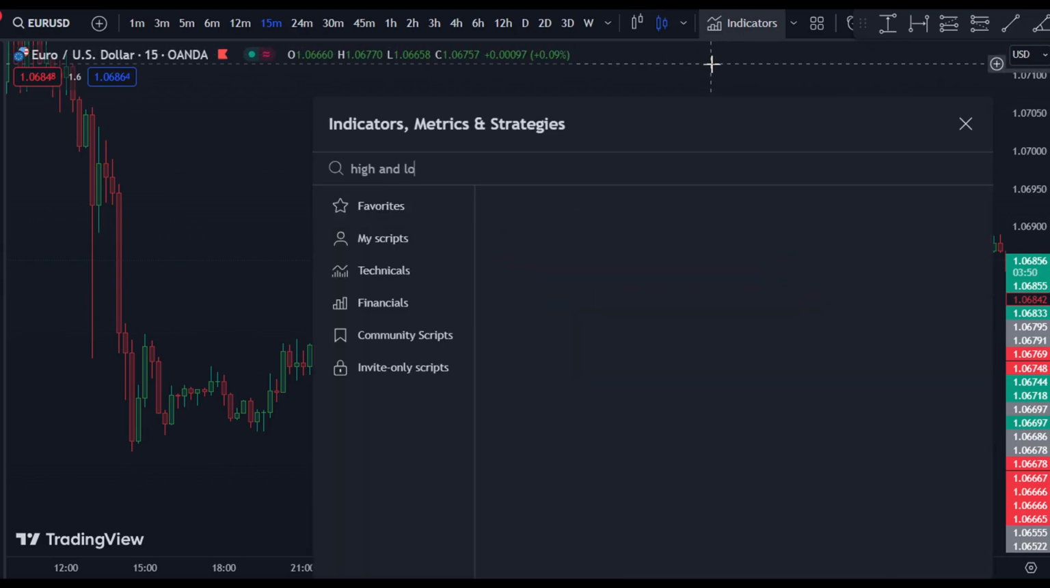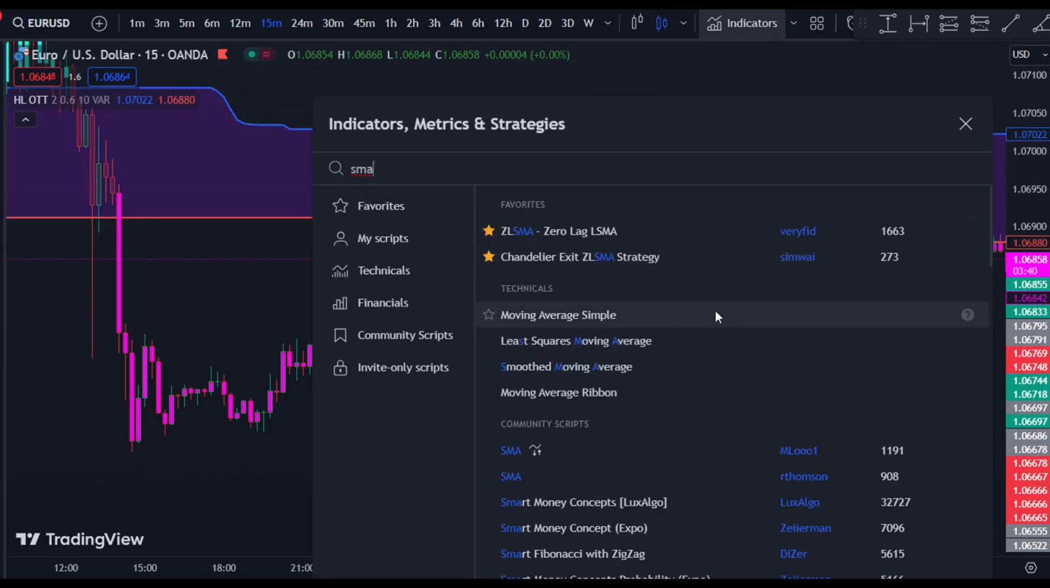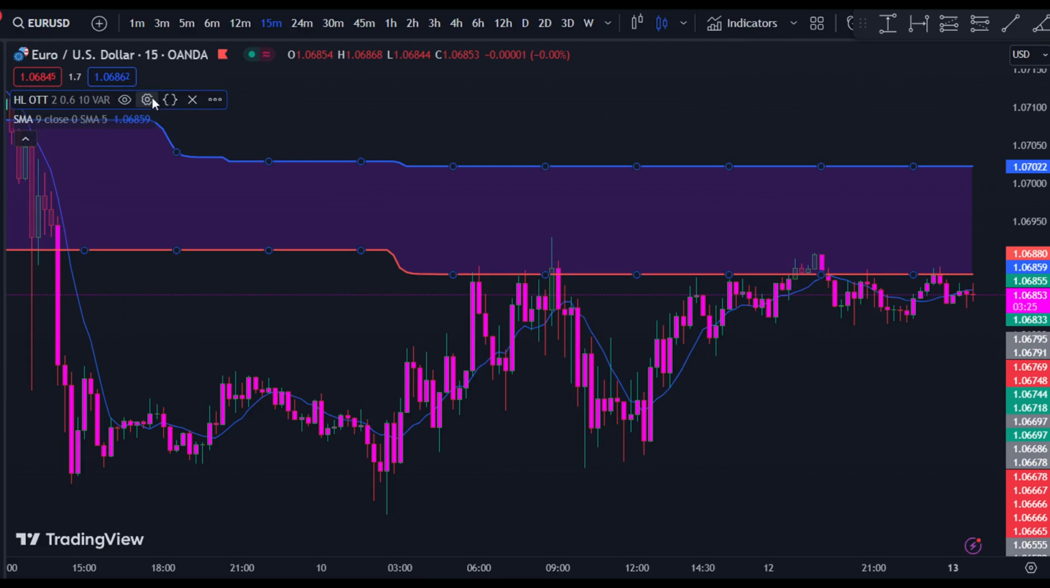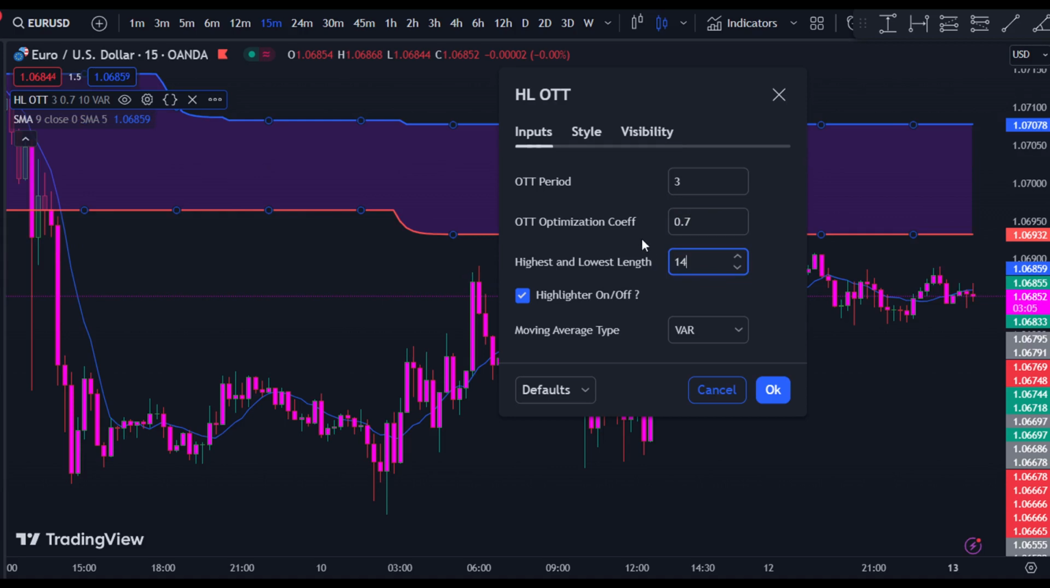First indicator that we're going to use is the high and low optimized trend tracker. The second indicator that we're going to be using is the SMA. So on the first indicator, we're going to go to settings. On inputs, I'm going to change the OTT period to 3, and then we're going to change this value to 0.7. The length, we're going to change to 14.